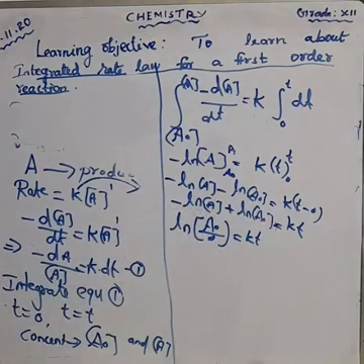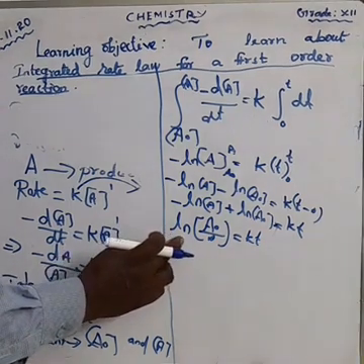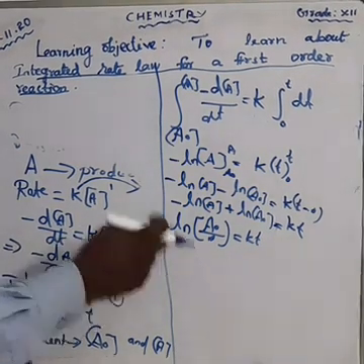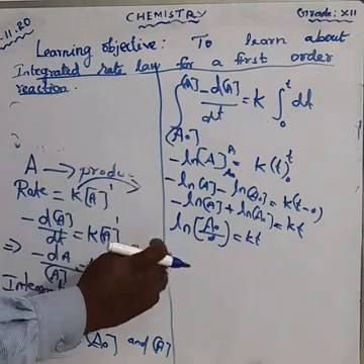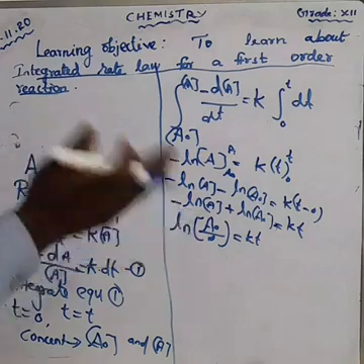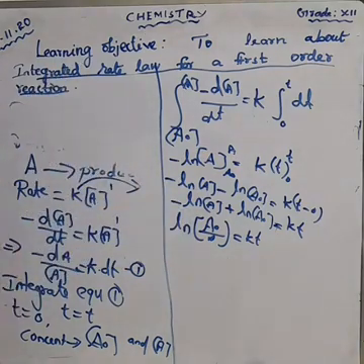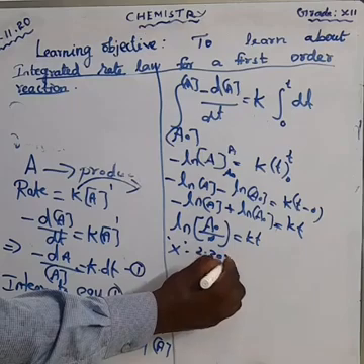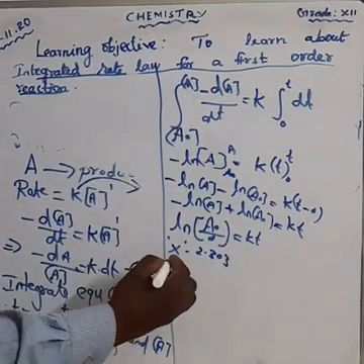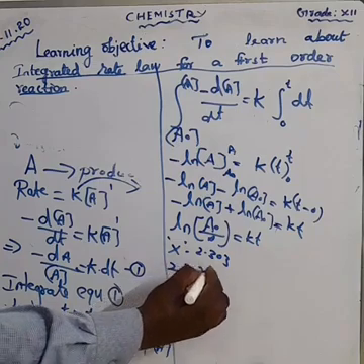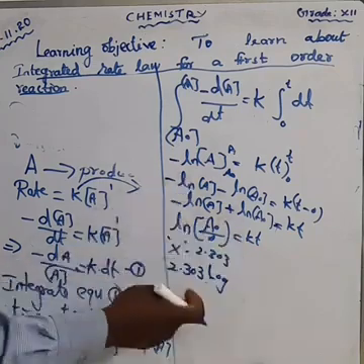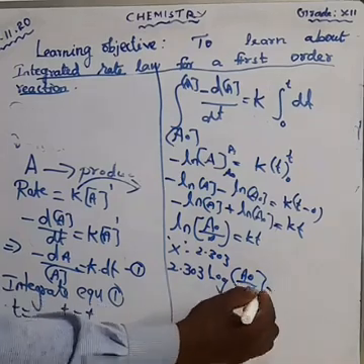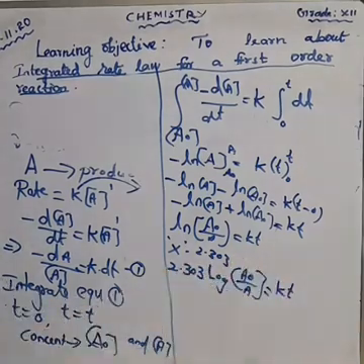But here it is ln, that means natural logarithm, not log. So we should convert it into the usual logarithm with base 10. That means we have to multiply by 2.303. So we get 2.303 log A naught by A is equal to KT.